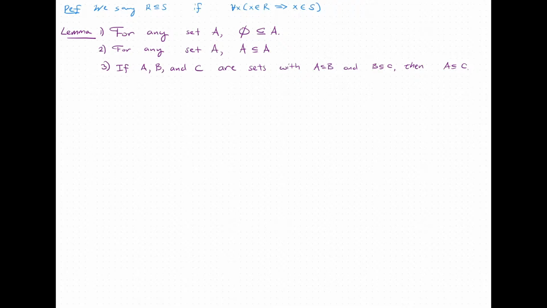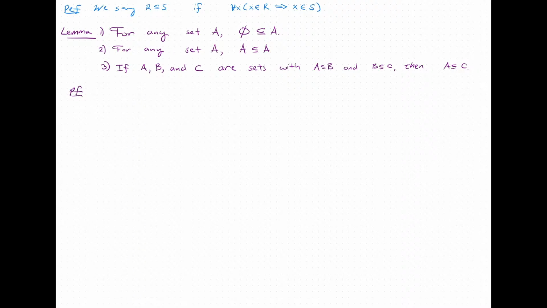So now, let us use a symbolic definition to prove the following lemma. So here we have three statements. For any set A, the empty set is a subset of A, A is a subset of itself, and if A, B, and C are sets, with A a subset of B, B a subset of C, then A is a subset of C.